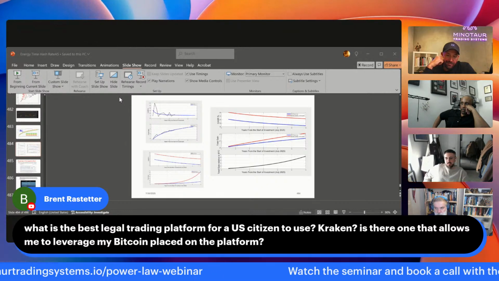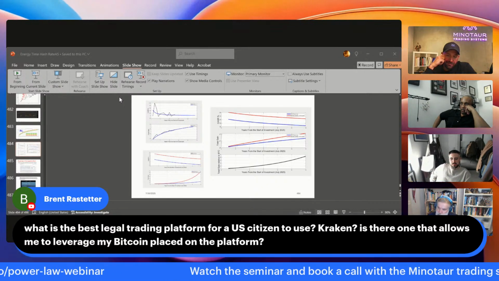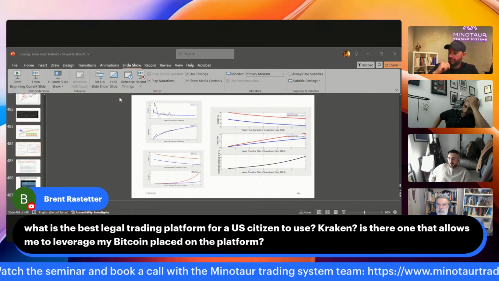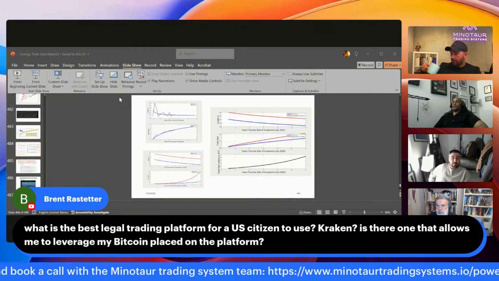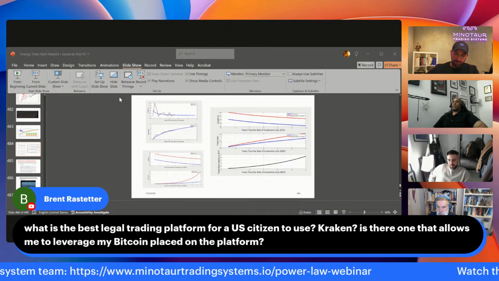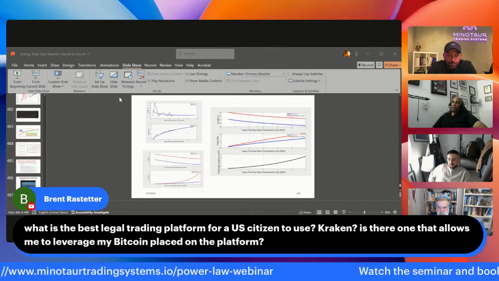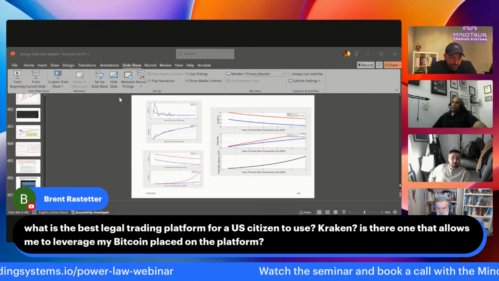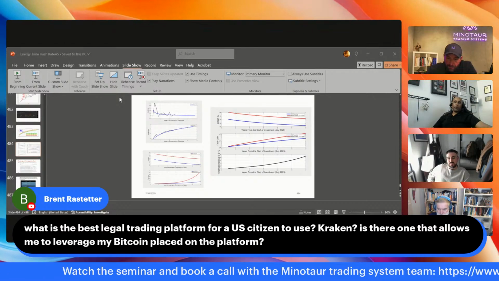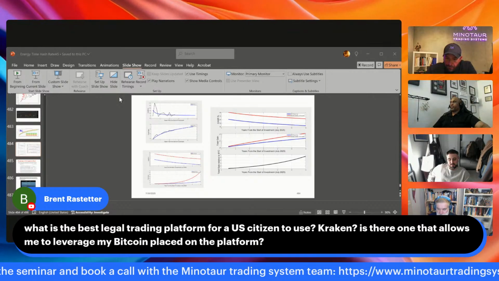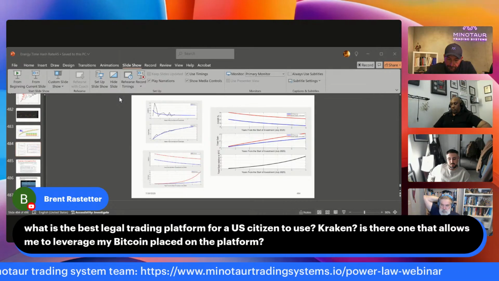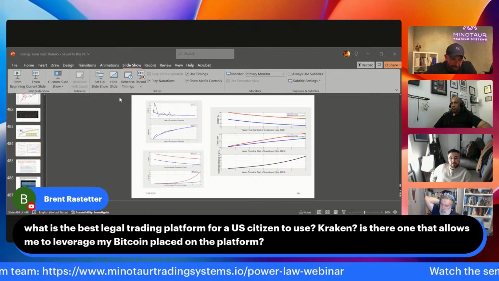All right, so what is the best legal trading platform for a US citizen to use? Okay, so really good question. As of right now, Coinbase. The futures landscape is rapidly changing inside the United States. We've started to see the beginning of futures leverage perpetual markets opening up for cryptocurrency, and they're going to be done on Kraken and on Coinbase. So as of right now, those two are in the midst of rolling those contracts out. They've actually started. So definitely this year, that's going to be a go.